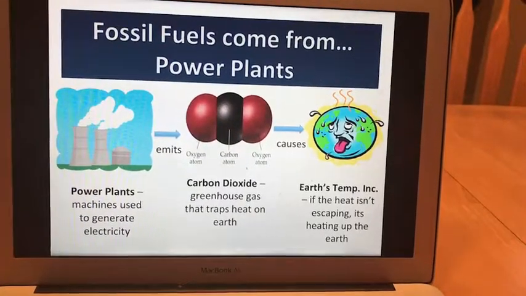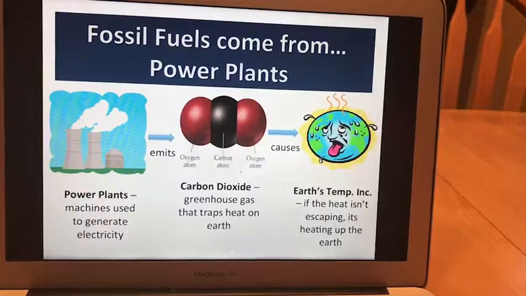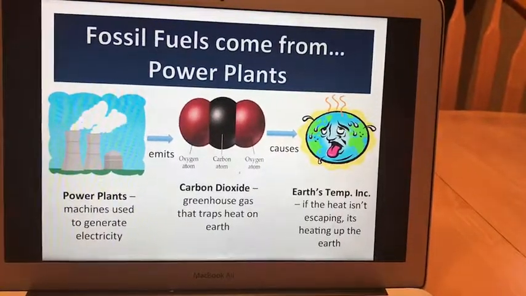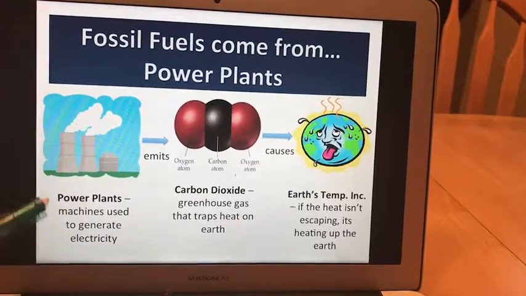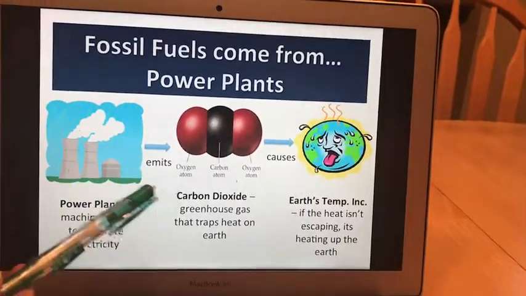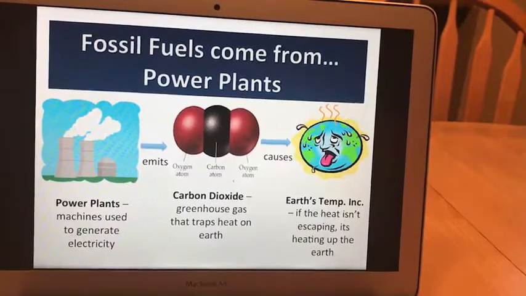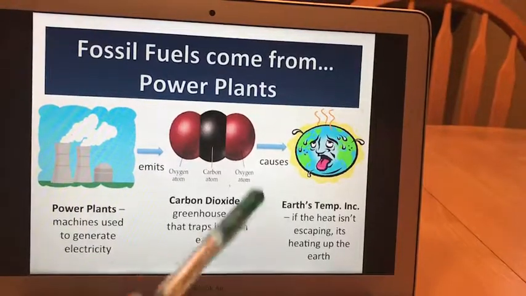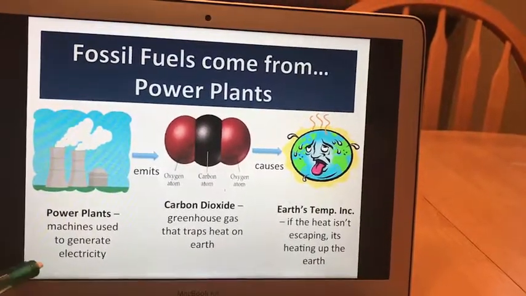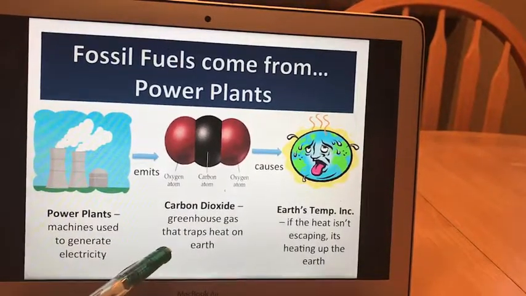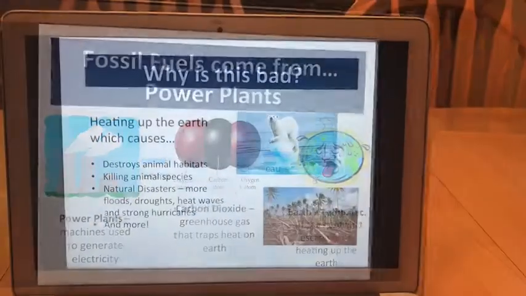Carbon dioxide is a greenhouse gas, which we talked about earlier as well. It traps heat in the Earth. It doesn't allow it to escape. So whenever we use electricity, the power plants emit more carbon dioxide into the atmosphere, trapping more heat, and it causes the Earth's temperature to increase. So if we keep using electricity and keep emitting carbon dioxide, the Earth's temperature can increase to dangerous levels.